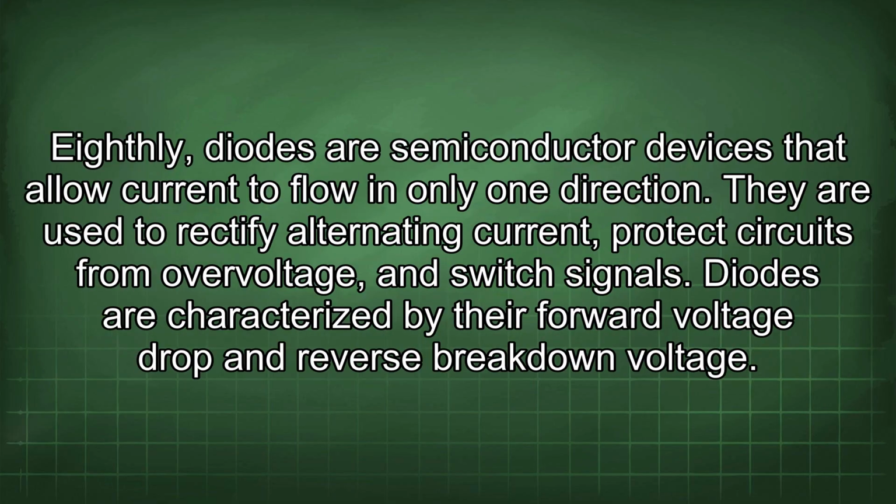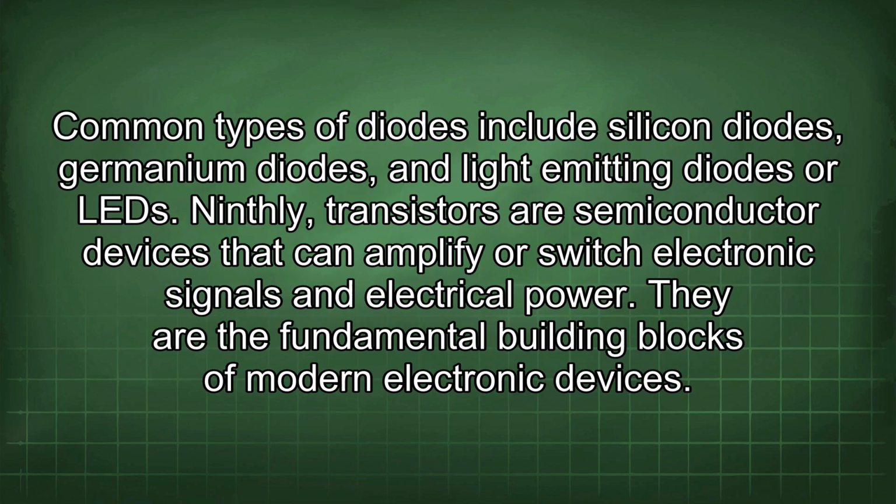Eighthly, diodes are semiconductor devices that allow current to flow in only one direction. They are used to rectify alternating current, protect circuits from overvoltage, and switch signals. Diodes are characterized by their forward voltage drop and reverse breakdown voltage. Common types of diodes include silicon diodes, germanium diodes, and light-emitting diodes, or LED.